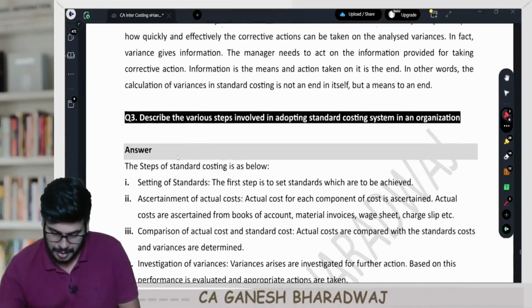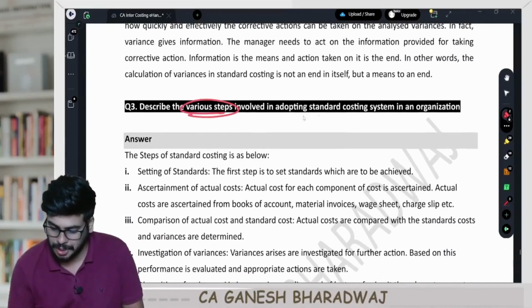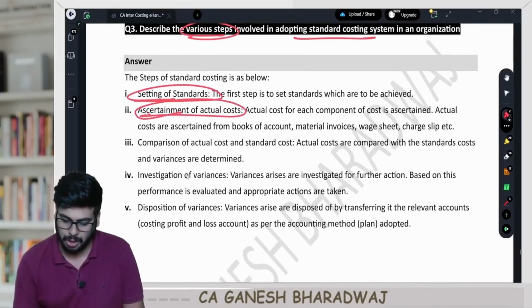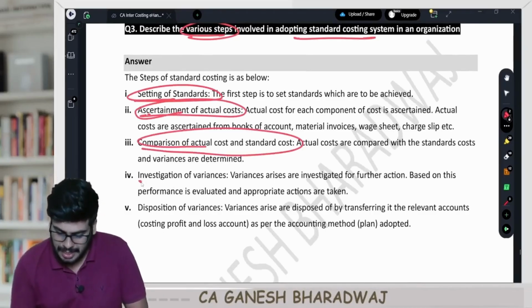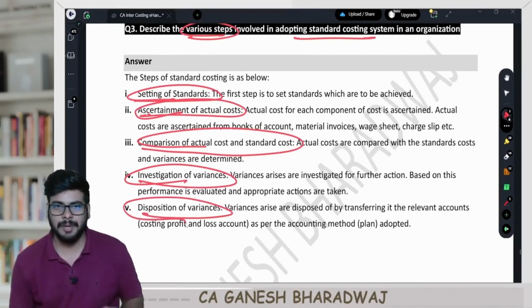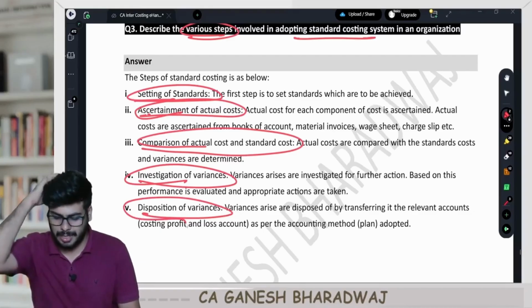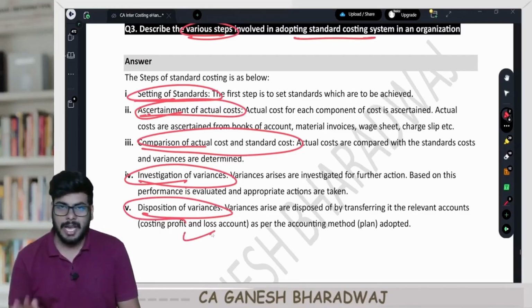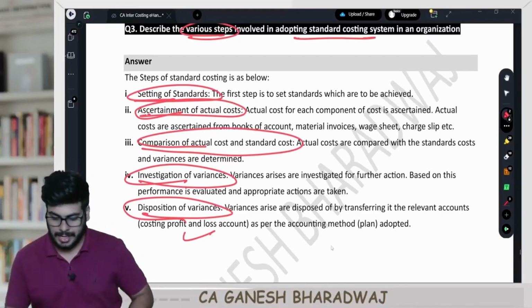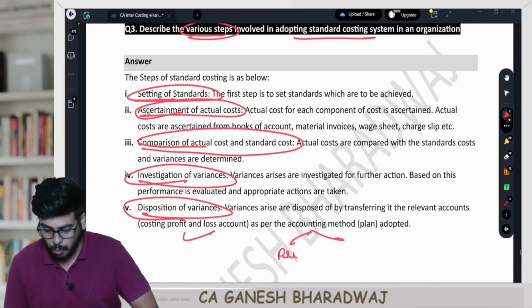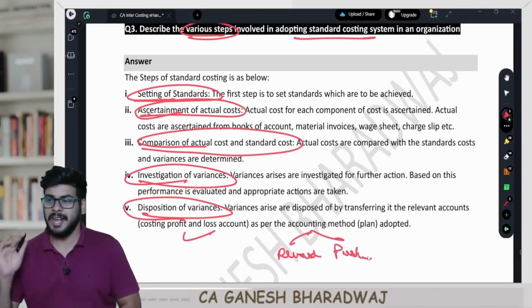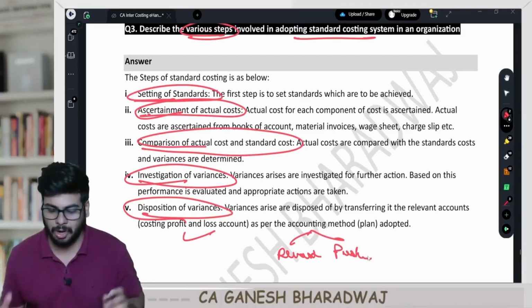Quickly just read it. And describe the various steps involved in adopting a standard costing system. So setting of standards, ascertainment of actual cost, comparing the actuals with standards, investigating the variances, right? And disposition of variances. Meaning what? If there is a variance due to abnormal reasons, take it to the costing P&L and all. And not just that, you now need to take corrective actions. That is, you should reward or punish the respective employees. Are you clear with this, guys? Fine. And that's about this beautiful chapter called standard costing.